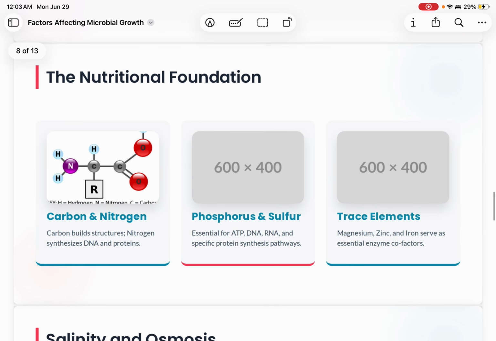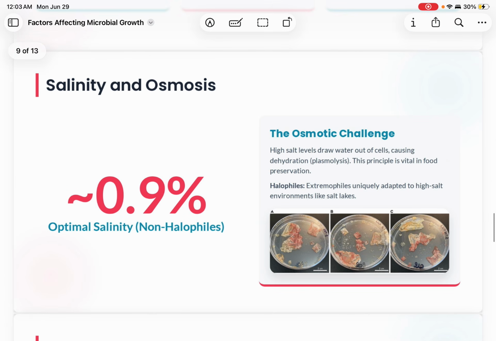And then we have the nutritional foundation, carbon and nitrogen. Carbon builds structure, nitrogen synthesizes DNA and proteins. And then we have phosphorus, sulfur, trace elements. And then lastly, salinity and osmosis.